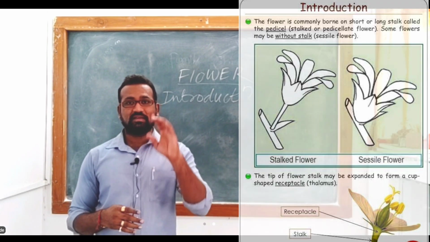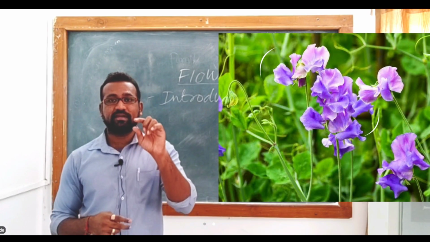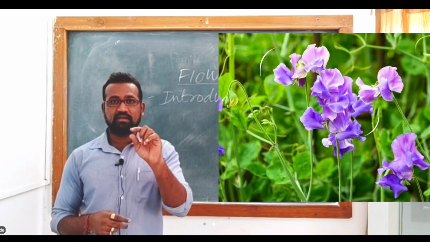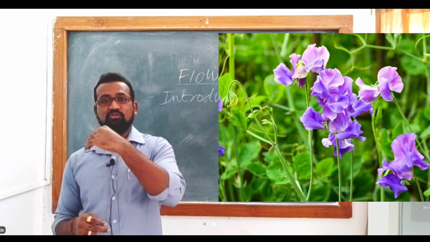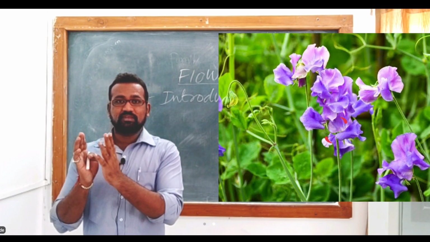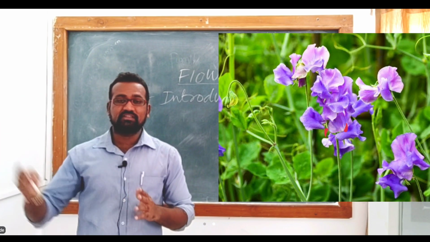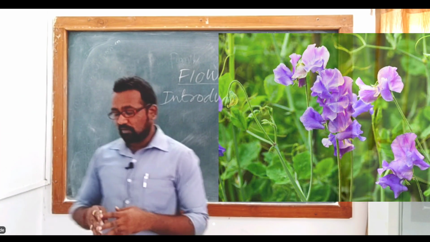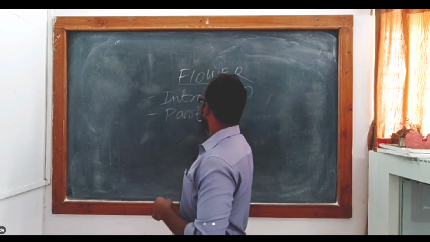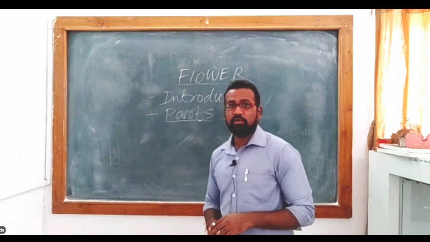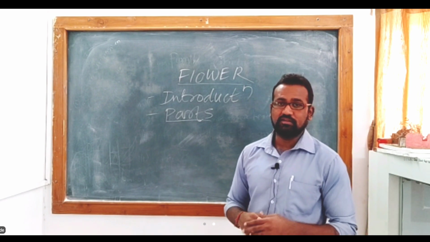So the flower is nothing but a modified shoot. You can write this for the definition of a flower. The flower is a modified shoot, meaning the leaves are modified into the various parts of the flower. So the flower consists of various parts. Here I am writing the points which I am going to cover in this short video.